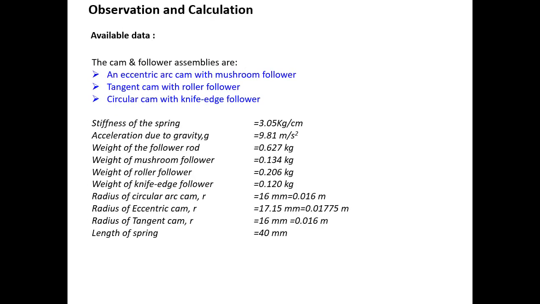For this experimental setup, we have some data. Stiffness of spring is given as 3.05 kg per centimeter square. Acceleration due to gravity is known to all. Weight of the follower rod is 0.627. Weight of the mushroom follower is 0.134. We will choose the particular combination with which we are performing our experiment. All this data is given by the manufacturer of this setup.